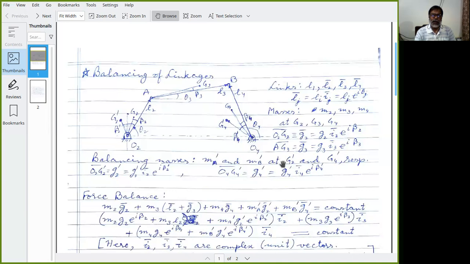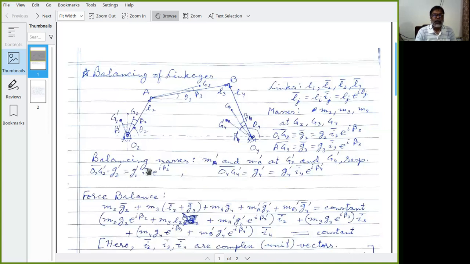Similarly for G4 and for G3. For example, G4 is to be measured from O4, and G3 is to be measured from A, because it could have been done from B also, but we choose to do it from A, so that the location is seen from a point which is on the same body. So G3 is l3 into e to the power i beta 3, an additional term. As you know, multiplication with a unit magnitude complex number basically turns another complex number by the argument beta. Same thing with all of them.